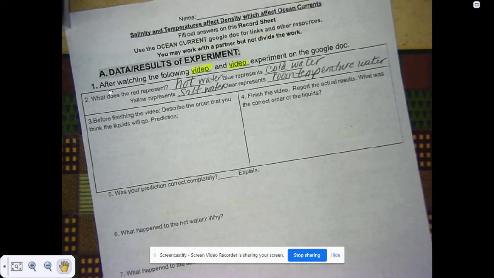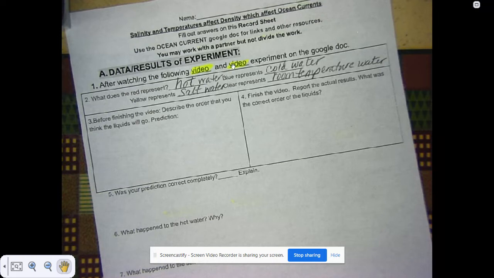We filled out what the red represents: hot water, blue was cold water, the yellow is the salt water, the clear was the room temperature water. And we made a prediction right here. And then we did finish the video in the class, but if you need a refresher, these are the videos that you can play, especially to help you answer some of the questions below.